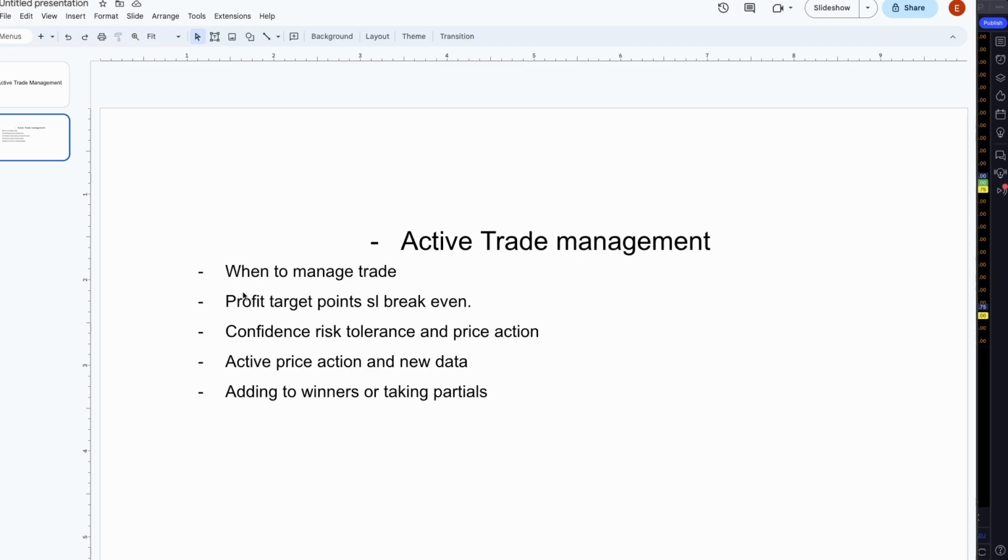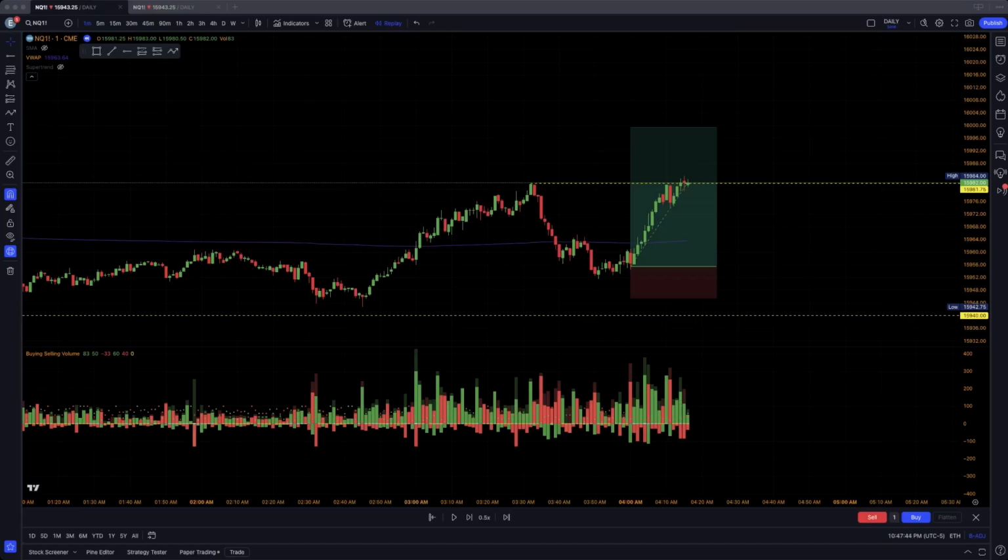We come back to this. What's our confidence in this trade? What is the new data telling us? We already took partials, but are we going to add to this winner now? If the new data tells us something good, whether it would be news or good buying in the tape coming off of a wedge, we might add to the winner, or we might just leave it like this.